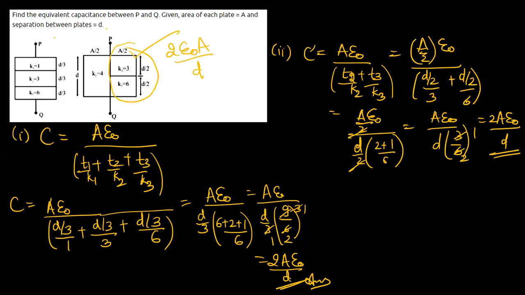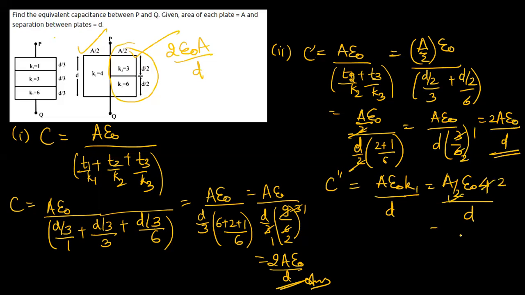I need to solve this part also. So for this part I will use C double dash. So C double dash will be equal to A K epsilon naught upon D, this formula. And area is given as A by 2, epsilon naught. K is given as K1, that is 4, divided by D, which is D only. So this is again 2 1s are 2, 2 2s are 4. So this is again 2A epsilon naught upon D. So for this part also I have got 2A epsilon naught upon D.